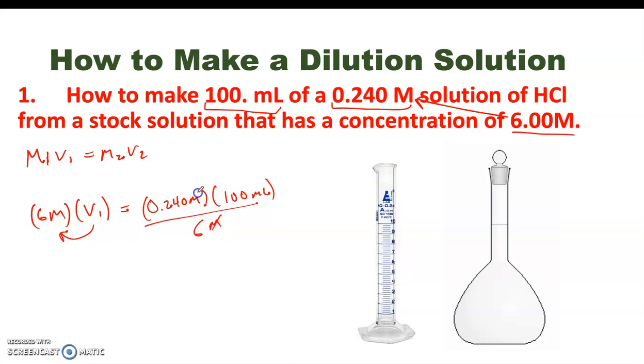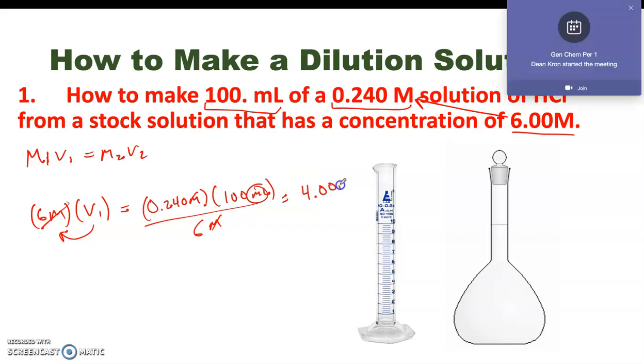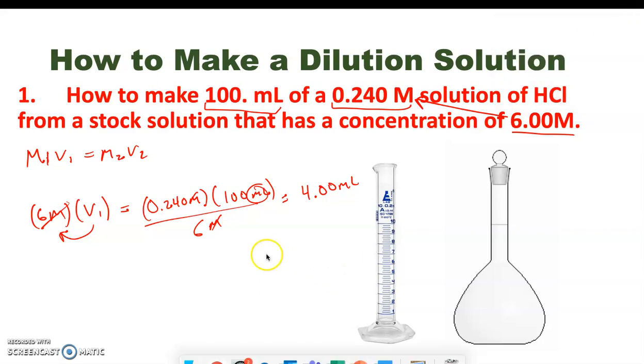6 molar, molarity cancels. Get rid of it on that side. So now I'm going to take 0.24 times 100 divided by 6. And what I get is in milliliters. So I get 4.00 milliliters. So what that means is I need to take 4 milliliters of the 6 molar solution and dilute it until it gets up to 100.